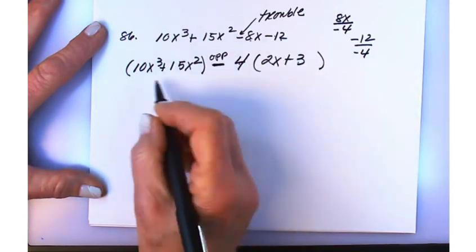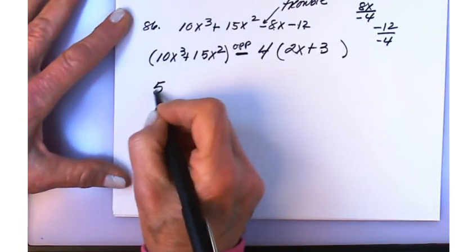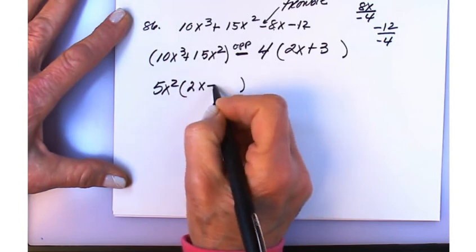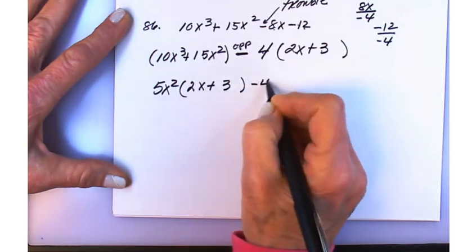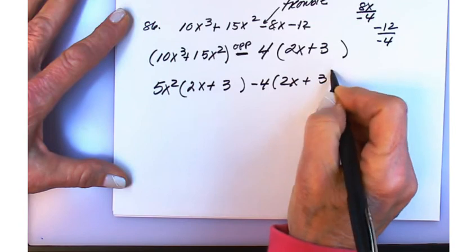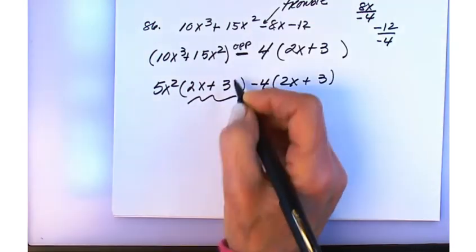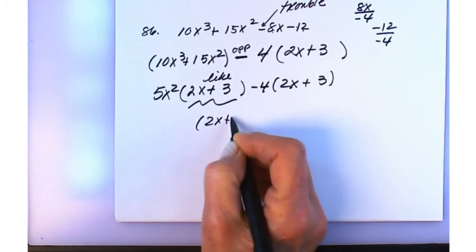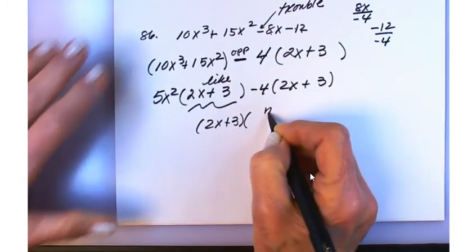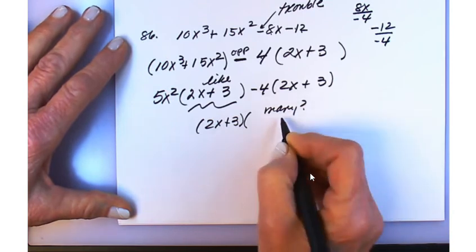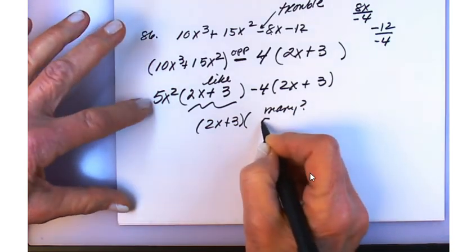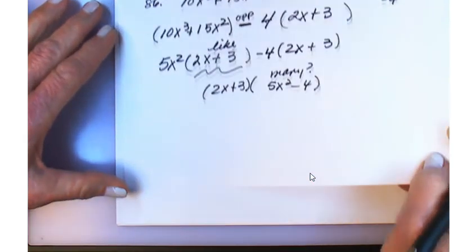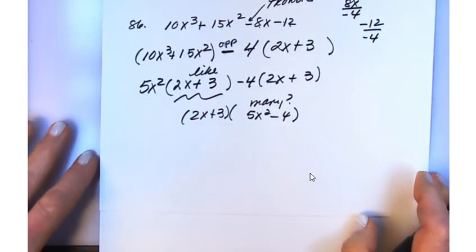So in parenthesis 1, I can factor out 5x squared, and I'm left with 2x plus 3. So I have this, which is like, and that's 2x plus 3. How many do I have? And I have 5x squared minus 4 of them. Okay? So we did a lot of work on this lecture here.